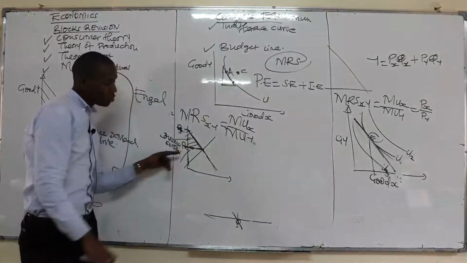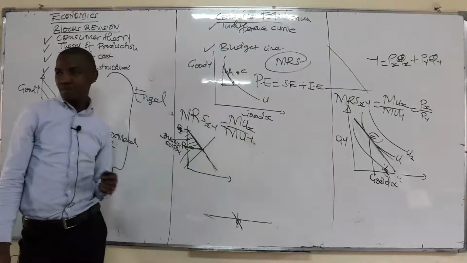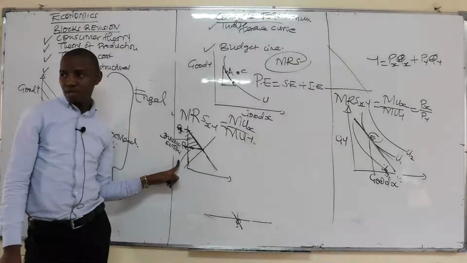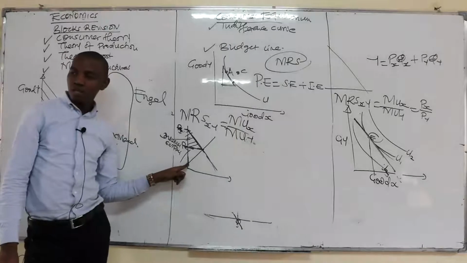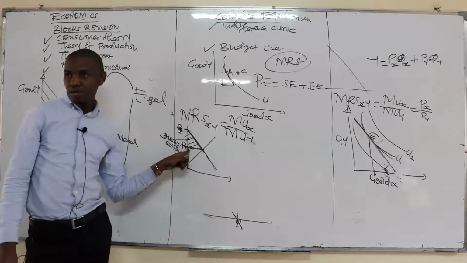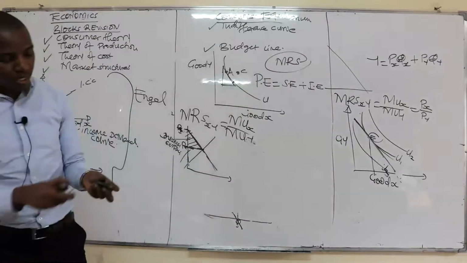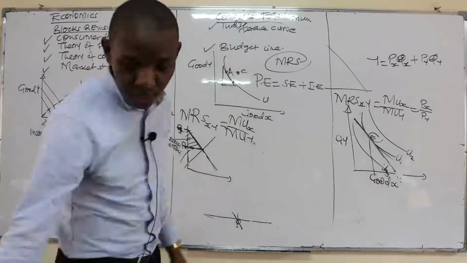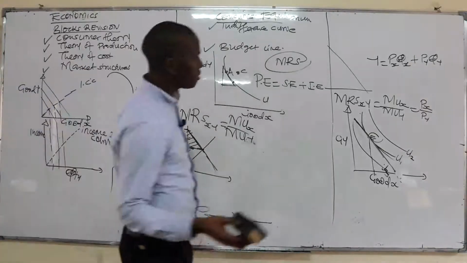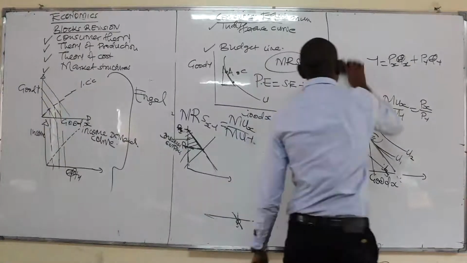This one is the producer surplus. There is the price the producer is willing to sell the commodity at, but there is the actual price. That is what we mean in that regard. That is on the consumer theory. Now, let's get to the theory of production.